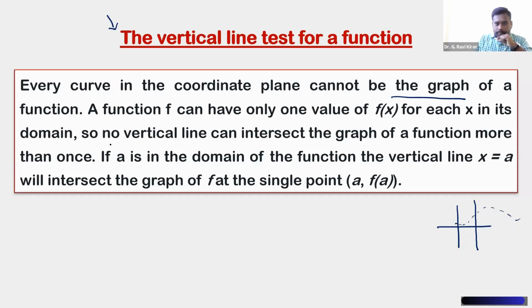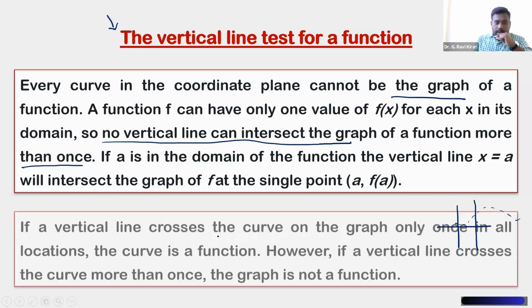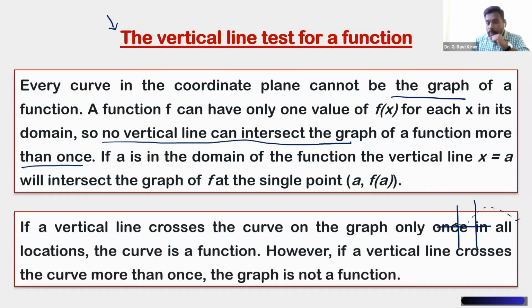You can take the graph as a function if no vertical line intersects the graph more than once. In simple terms, if the vertical line crosses the curve only once in all locations, you may take a vertical line anywhere over the graph. In all instances, if any vertical line crosses the graph at only one location, then you can take that graph as a function.